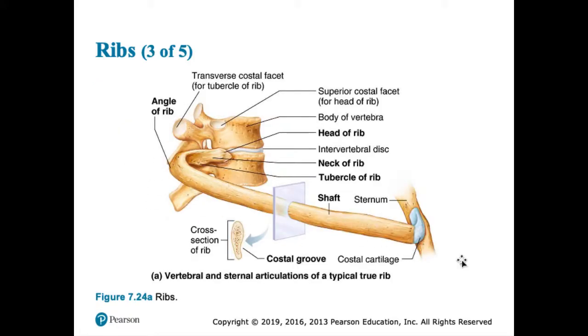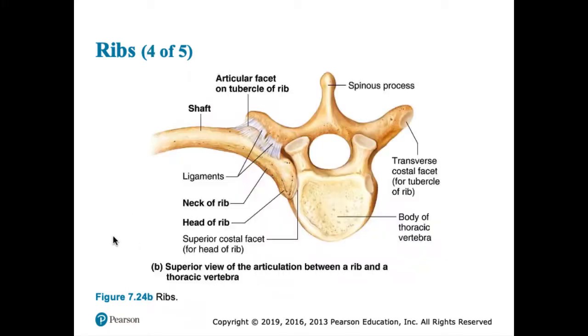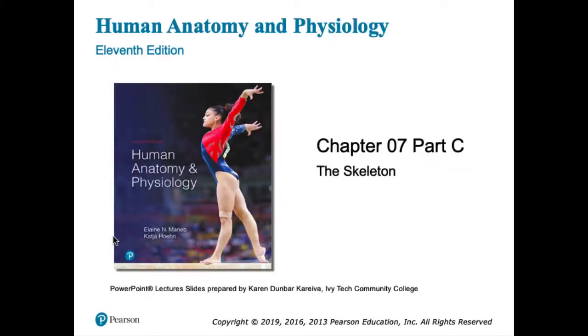You see that shaft and the sternum as it's connected there. And then, of course, that angle of that rib there. So looking at that true rib there, make sure you understand each of these structures as you see them here.